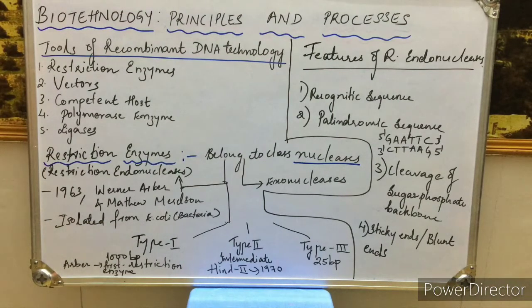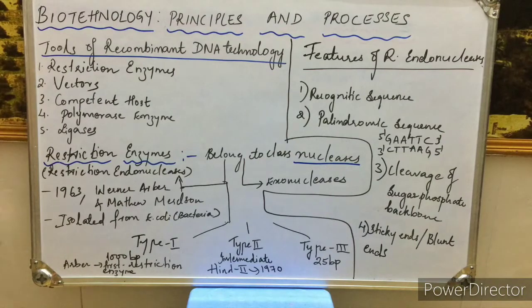Now we have seen the restriction enzymes. What are the restriction endonucleases? Nucleases are of 2 types. One is restriction endonucleases and the other one is exonucleases. The restriction endonucleases, or the restriction enzymes, are again of 3 types, that is type 1, type 2 and type 3. Now what is the difference between these type 1, type 2 and type 3?